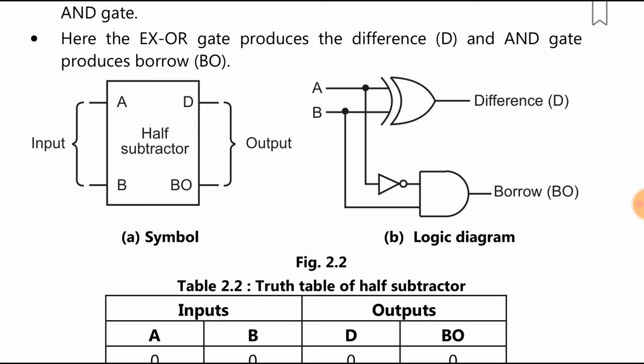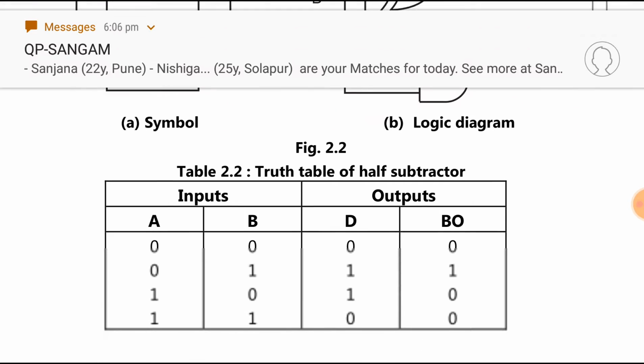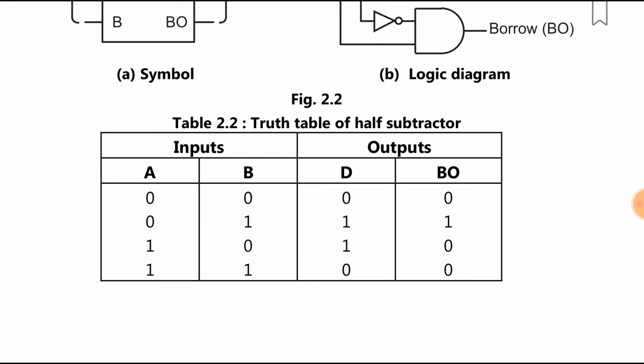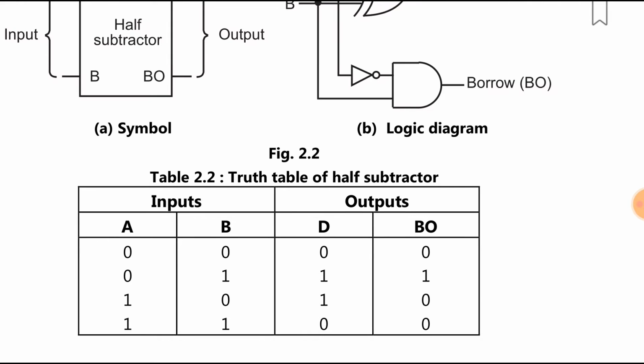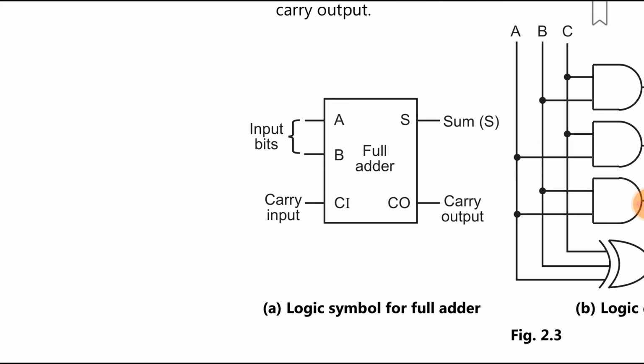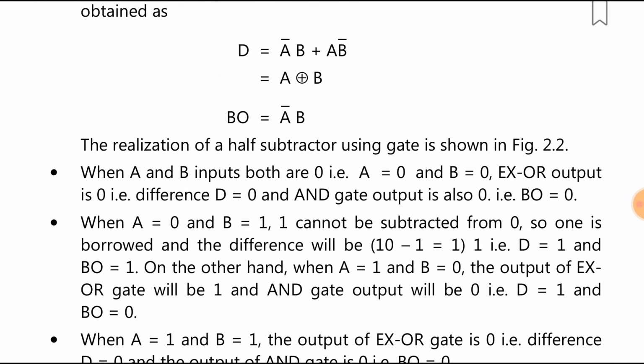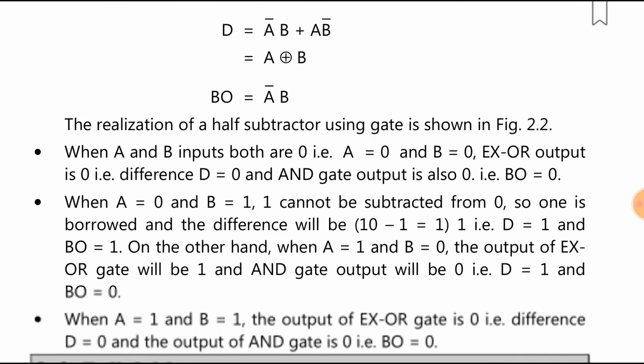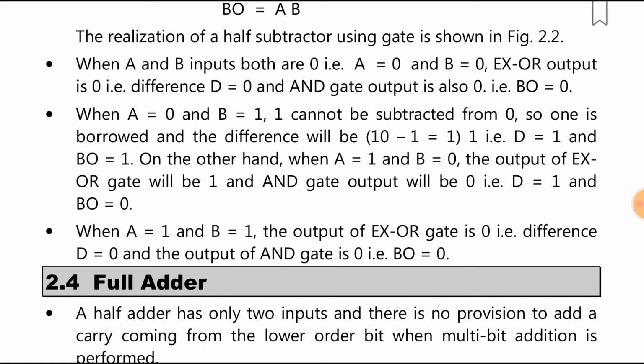This is the logic diagram and the symbol of a half subtractor, and this is the truth table of a half subtractor. 0 minus 0 is 0, 0 minus 1 is 1, 0, 1 minus 0 is 1, and 1 minus 1 is 0. So D is equal to A XOR B and borrow is A bar B. The realization of the half subtractor is given.